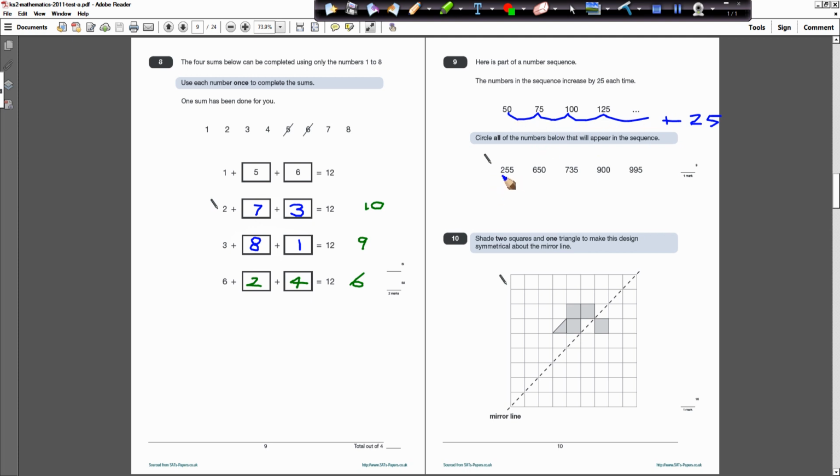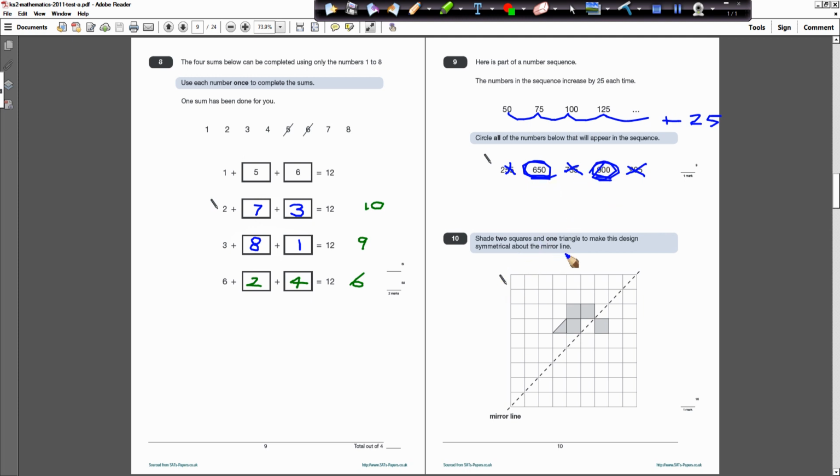Will 255 be in the pattern? No. 650? Yes, because we've got a 50 here. All the 50s, all the 25 endings, and all the 75 endings. What about 35? No. What about 900? Yes. What about 995? No. You go circle them all. So let's press circle random. Oops. It's supposed to be 900 passed over by this one.